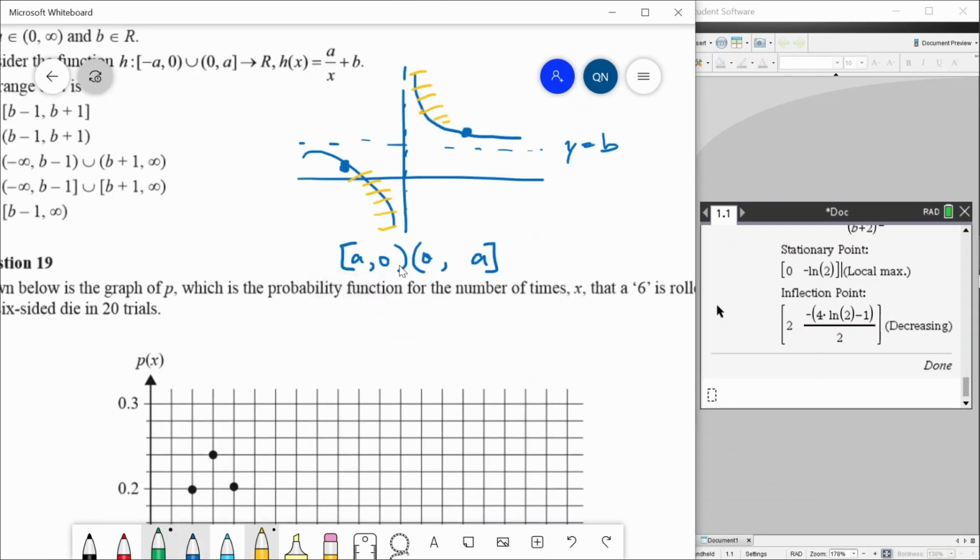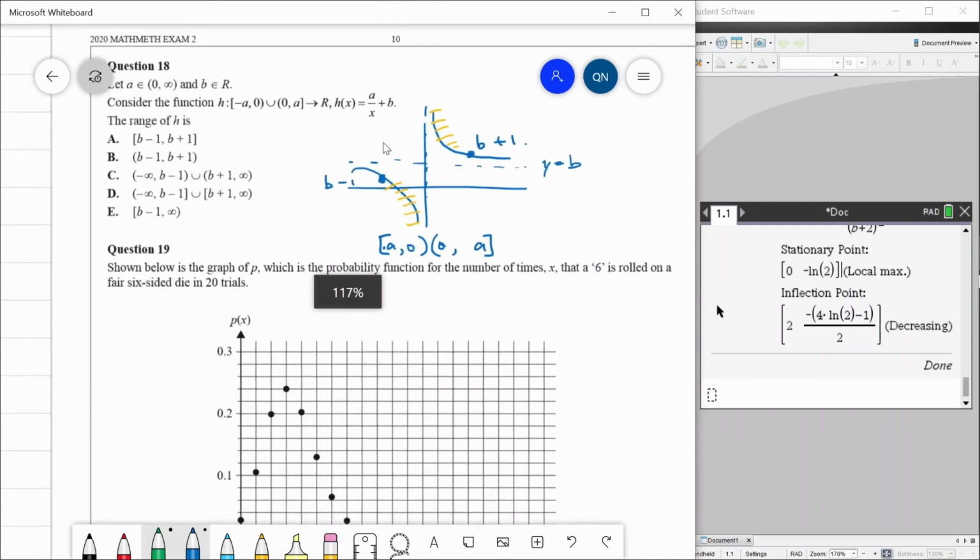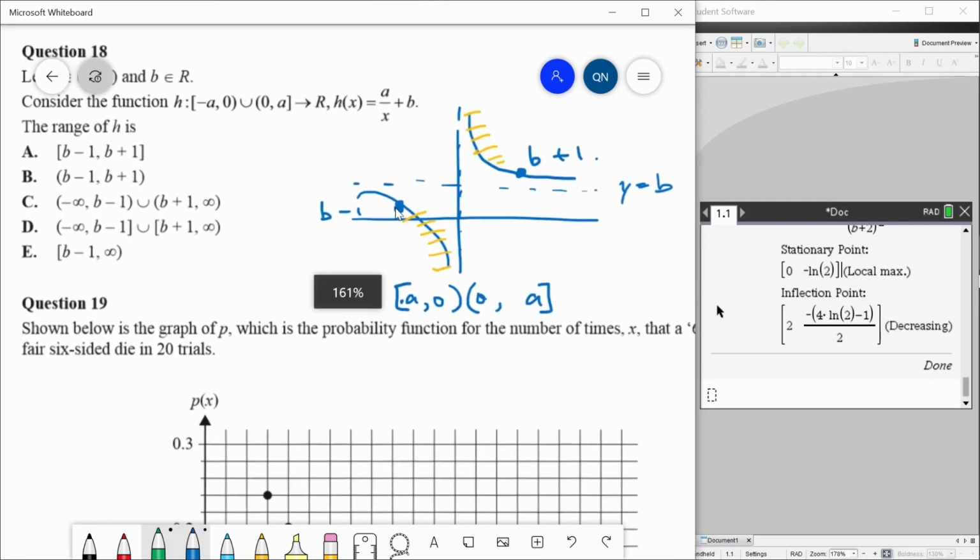Well, first of all, the left-hand side should be negative a. So if you plug in negative a, you're going to get negative 1 plus b, so that's b minus 1 over here. And the y value on this right point, if you plug a in, you're going to get 1 plus b, so b plus 1. So you can see where those y values come from. And we want to include the points at b minus 1 and b plus 1.